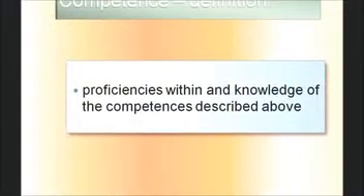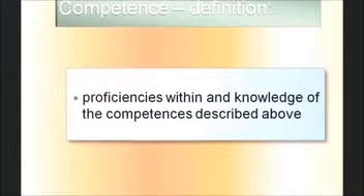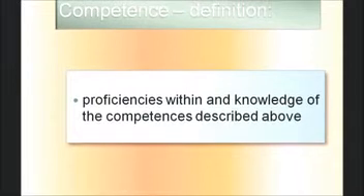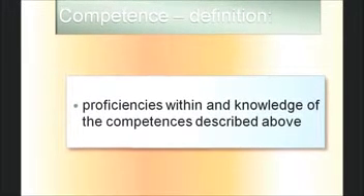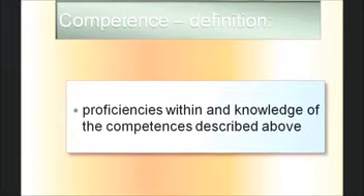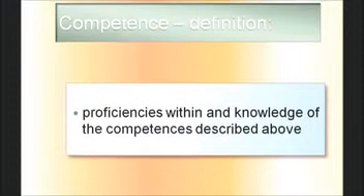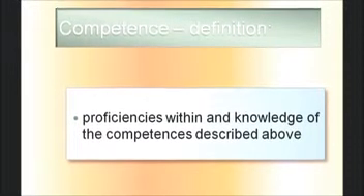Then competence. Competence is a proficiency within a knowledge of the competencies described above. Or we can say that competence is the ability to do something successfully or efficiently. So, we had defined each word. Now let us define the theory itself. What is this theory all about?